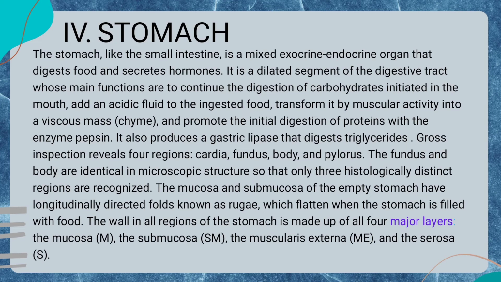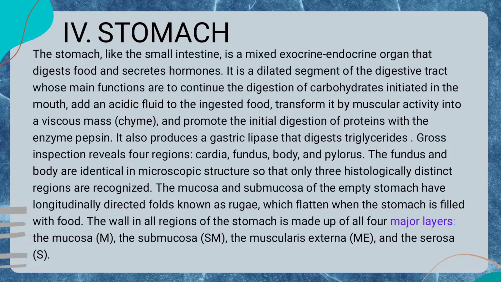For you to be able to follow our discussion, let me give an overall view of our discussion on the stomach. The stomach, like the small intestine, is a mixed exocrine and endocrine organ that digests food and secretes hormones. Its main functions are to continue the digestion of carbohydrates initiated by the amylase of saliva or mouth. Also, to add an acidic fluid to the ingested food, transform it by muscular activity into a viscous mass called chyme, and it promotes the initial digestion of proteins with the enzyme pepsin. It also produces a gastric lipase that digests triglycerides by a secreted lipase.